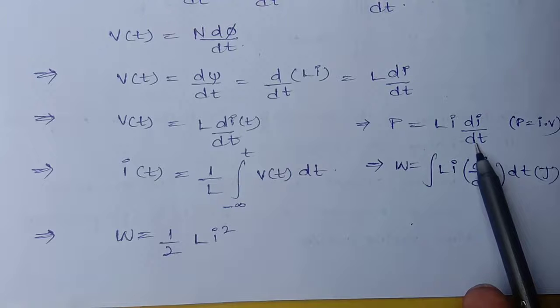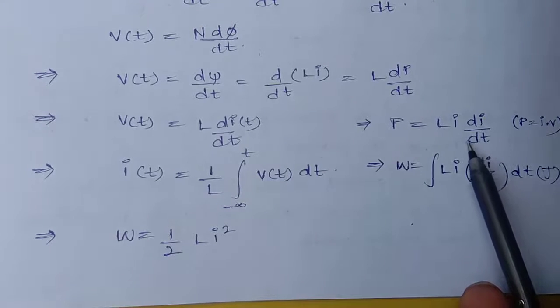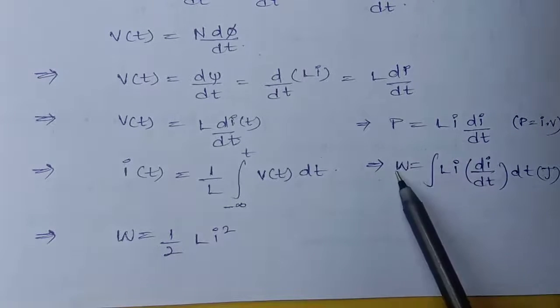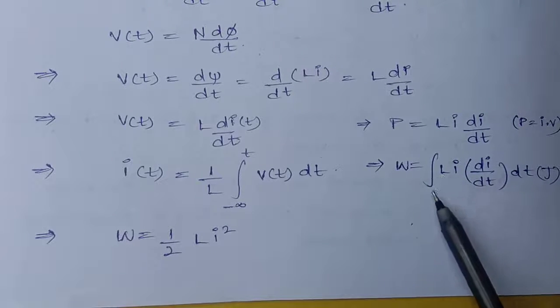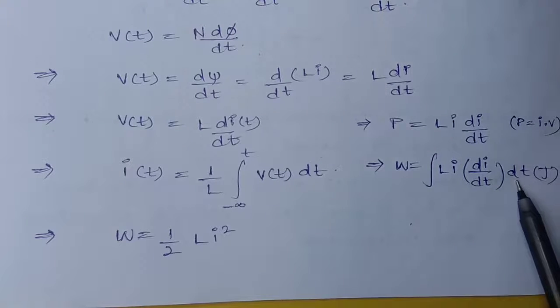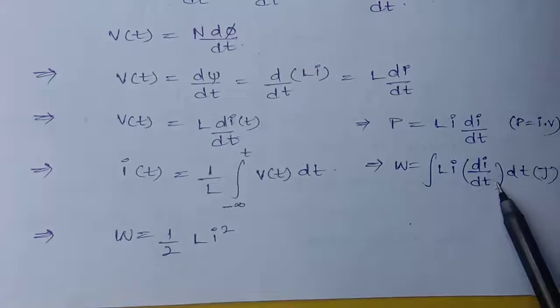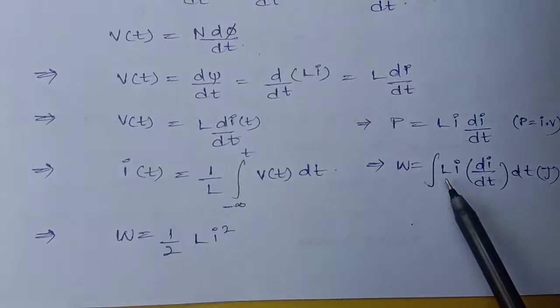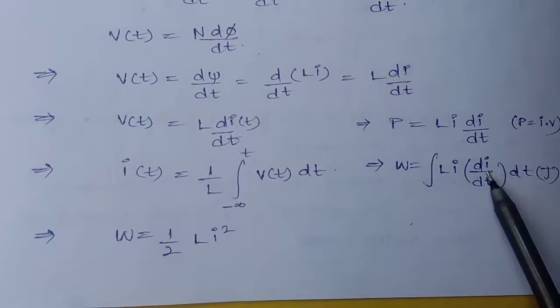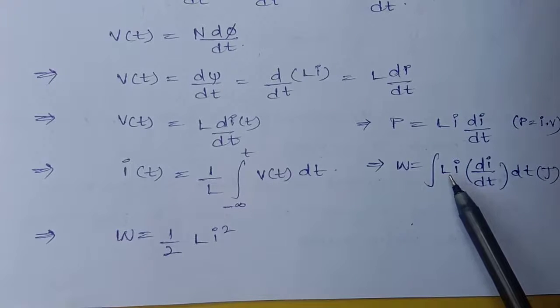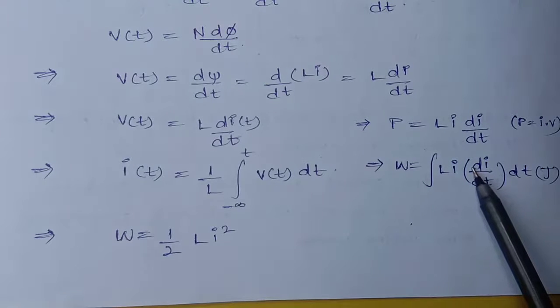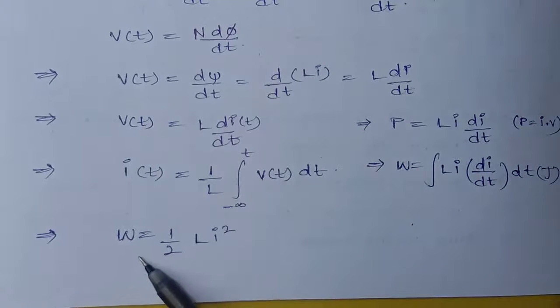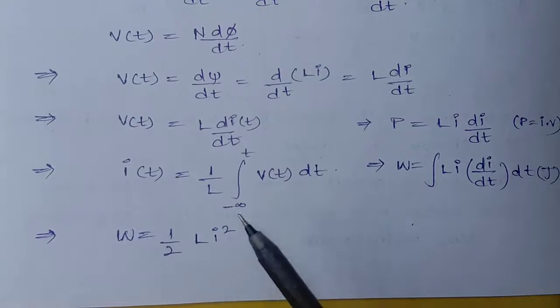If I need to find out the energy, how we will find? The integration of power is nothing but energy. We need to integrate this power, so that we'll get the energy. W is equal to integration of Li di by dt into dt. This dt gets cancelled. We will get Li into di. If I integrate this, what we will get? L is a constant. Integration of I with respect to di is nothing but I square by 2. We'll get energy as W is equal to 1 by 2 Li square.